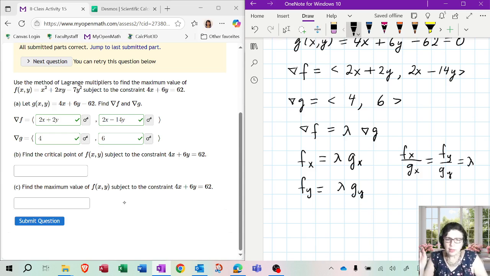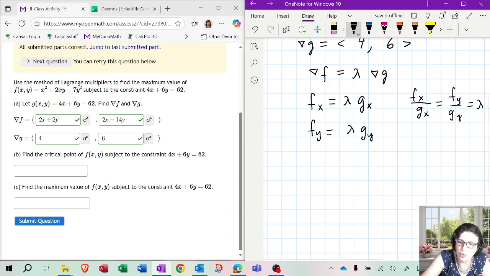Now, the only time you have to worry about division by 0 is if gx or gy can be zero. But in this case, they are both 4 and 6, so I don't really have to figure out what that lambda is. I just need to use the proportion to express y in terms of x. That's my idea. So let's go ahead and set them equal to each other and see if we can express one of the variables in terms of the other one.